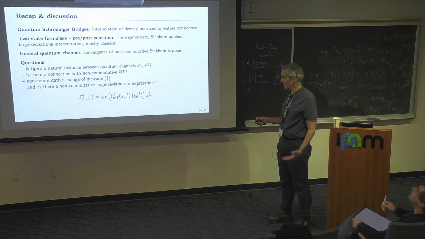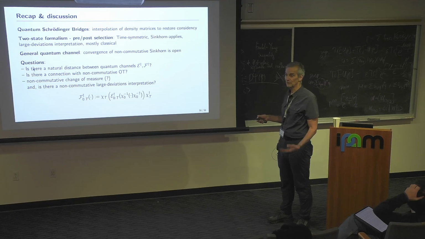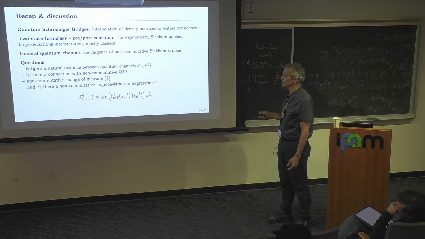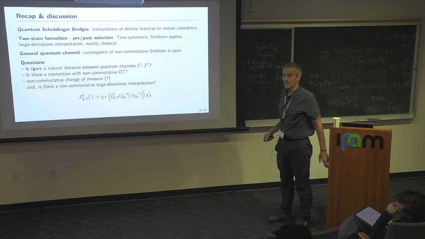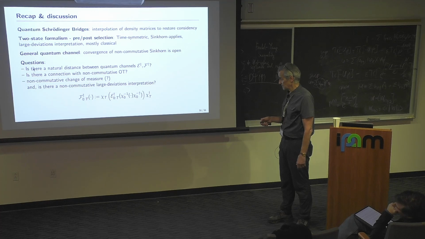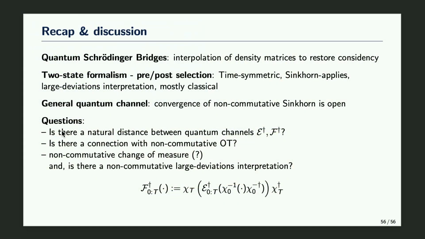For general quantum channels, I'm looking forward to listening for new results that I don't know of, but I think the convergence of the non-commutative Sinkhorn we're not able to complete. And the questions that also remain: is there a natural distance between quantum channels? Is there any connection with non-commutative optimal transport? Is this local transformation some form of non-commutative change of measure, and is there any large deviations interpretation?